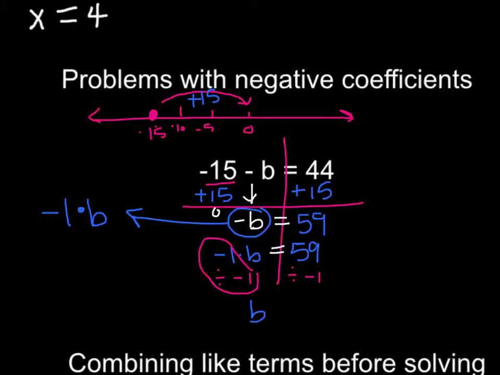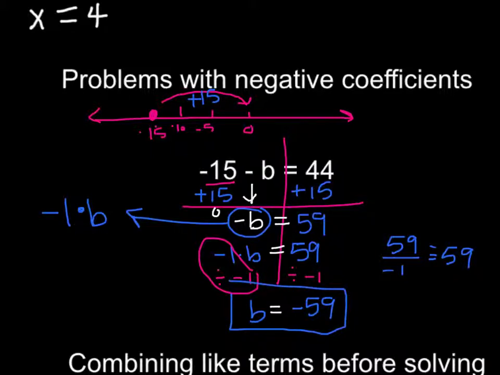So we end up simply having a positive b is equal to 59 divided by negative 1. Now I know 59 divided by 1 would just get me simply 59. This time we have a negative included in here, and we know from our multiplication of a positive and negative number, there needs to be a negative somewhere in this situation. So 59 divided by negative 1 will get me a negative 59. So my answer is negative 59.